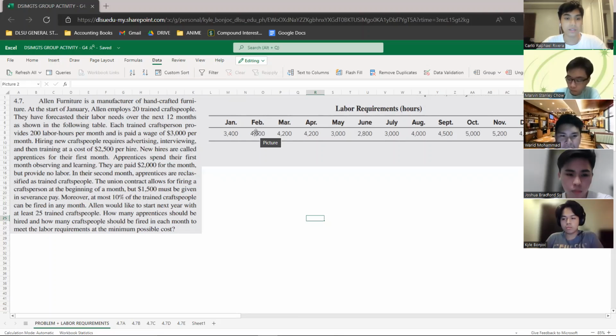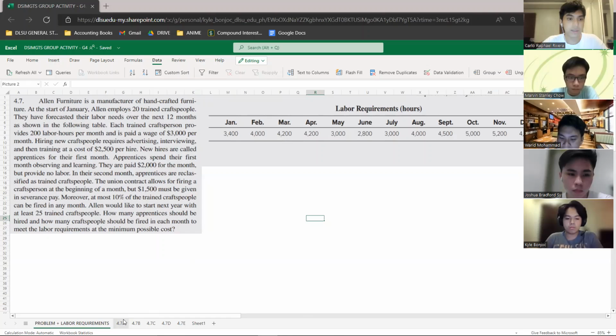The union contract allows for firing a craftsperson at the beginning of a month, but $1,500 must be given in severance pay. Moreover, at most 10% of the trained craftspeople can be fired in any month. Allen would like to start next year with at least 25 trained craftspeople. How many apprentices should be hired and how many craftspeople should be fired in each month to meet the labor requirements at the minimum possible cost?